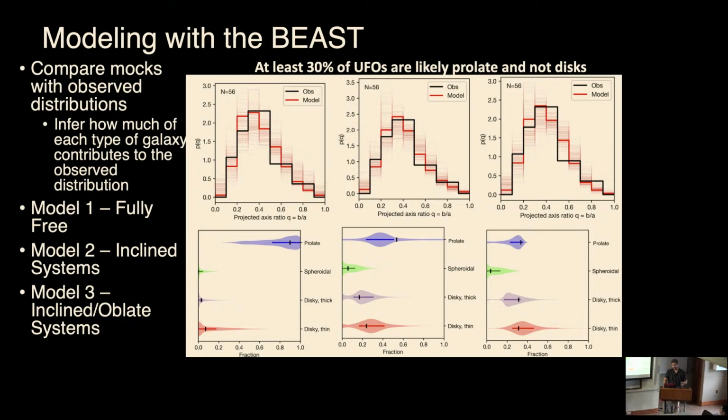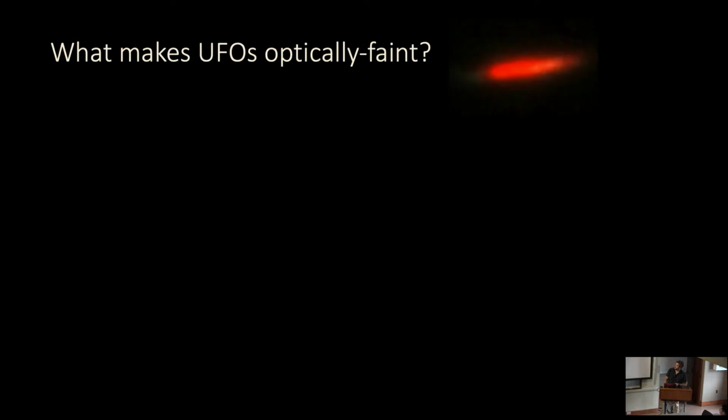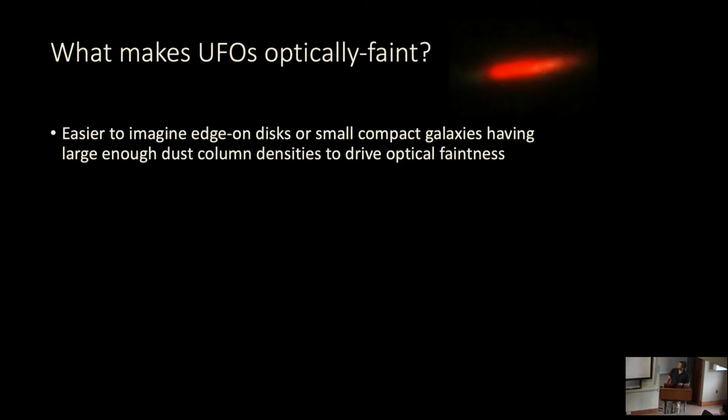That's interesting, because these are really massive. In the low redshift universe, massive galaxies tend to be either disks or spheres, and it's the low mass galaxies that tend to be more prolate. Another issue is the dust attenuation. For an edge-on disk, you can imagine that the column density is large enough to make it optically faint. But if you're looking at a prolate galaxy this way, there's not a lot of column density to go through it, so that's surprising.